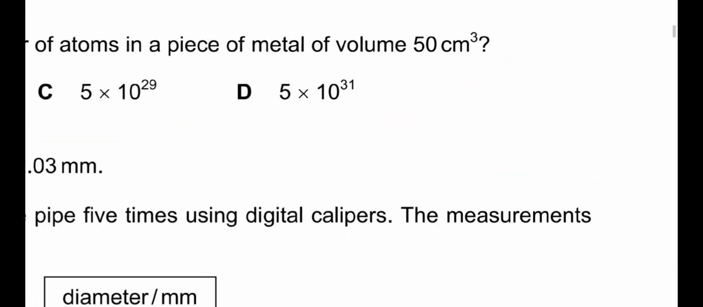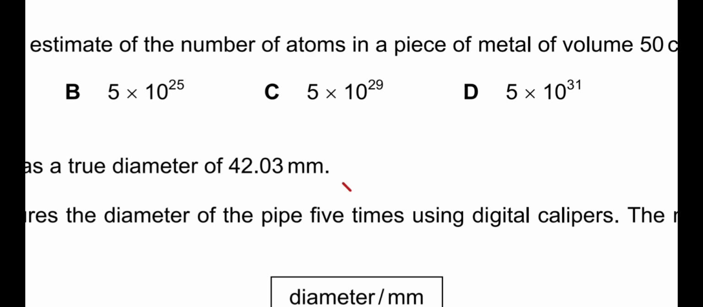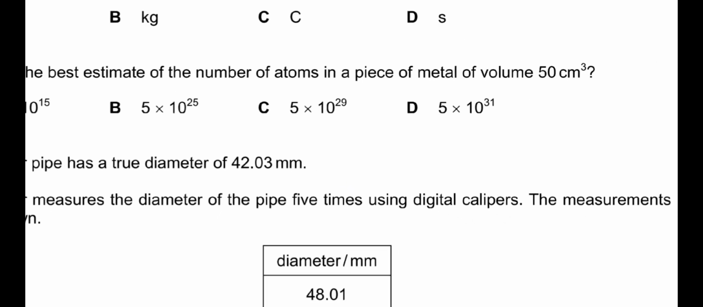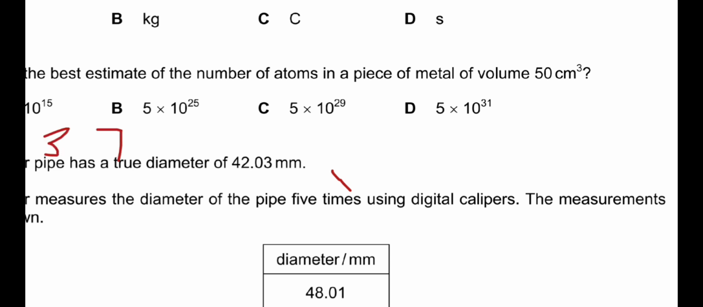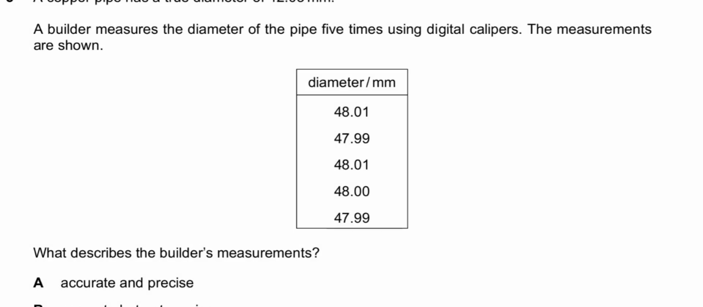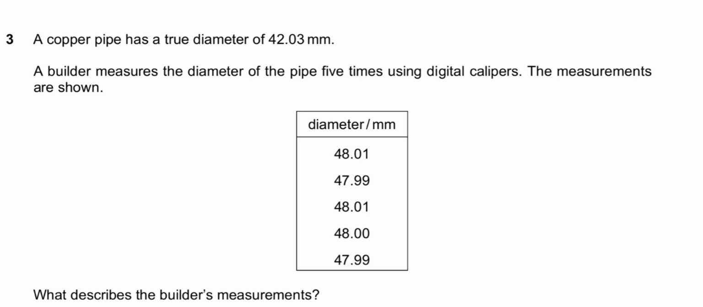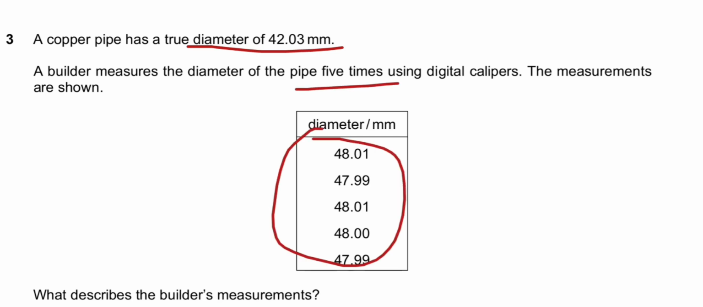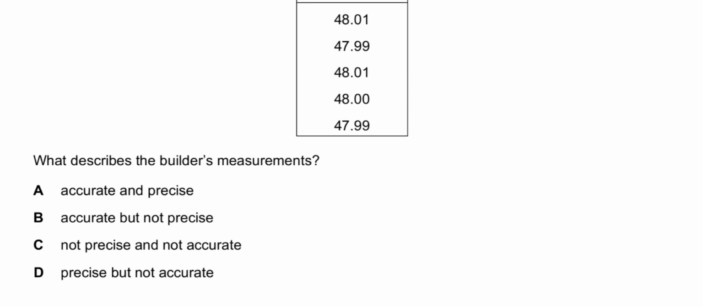Okay, and since our answer is 3.75 times 10 to the power of 25, the closest answer to that is B. Moving on to number 3, we're given a copper wire that has a true diameter of 42, and a builder is measuring the diameter 5 times, and you obtain these readings. Okay, so which describes the builder's measurements?